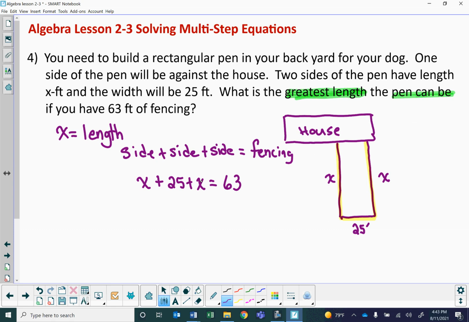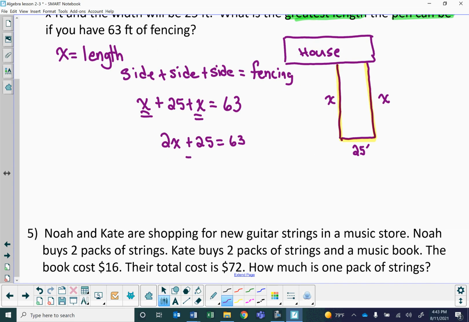So I'll combine my like terms, this x here and this x here, x plus x equals 2x, plus 25 equals 63. To solve this, I will undo the 25 first, undo the addition, so subtract 25 from both sides. That gives me 2x equals 38. Divide by 2, and x equals 19. So the longest length it can be is 19 feet, which means my picture's a little not drawn to scale, but that's okay. So the greatest length the pen can be is 19 feet.